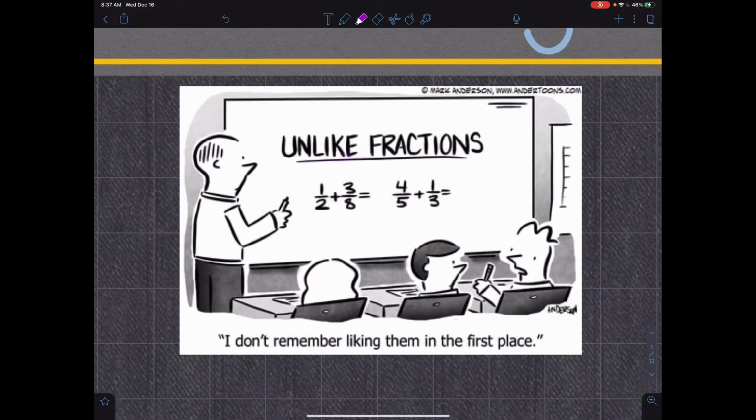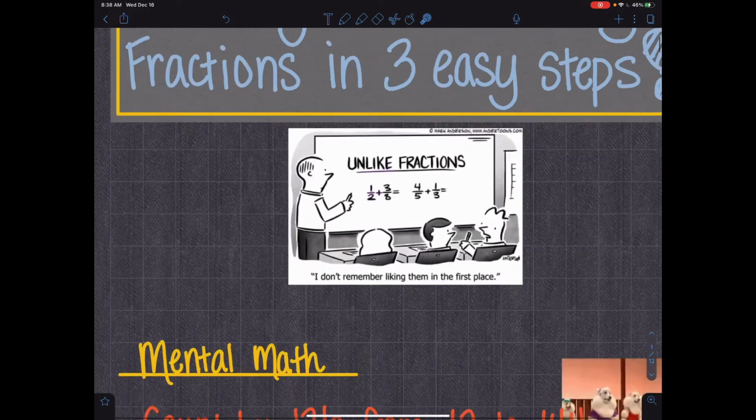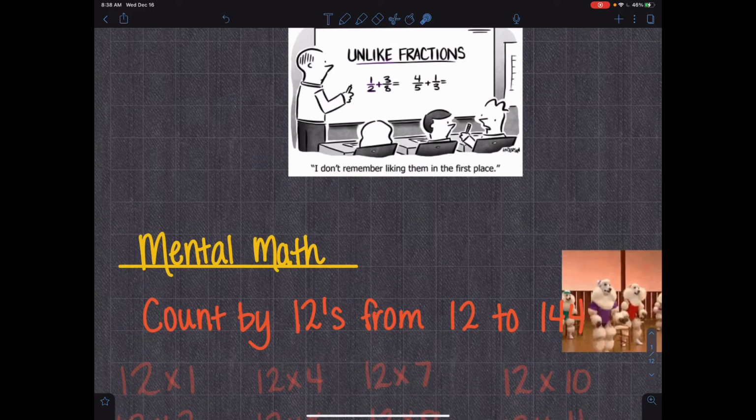Unlike fractions. They're talking about unlike fractions. Obviously, they have different denominators there, right? But this kid over here is saying, I don't remember liking them in the first place, because he thinks that unlike fractions means they're not likable. Okay, you can probably relate to that.